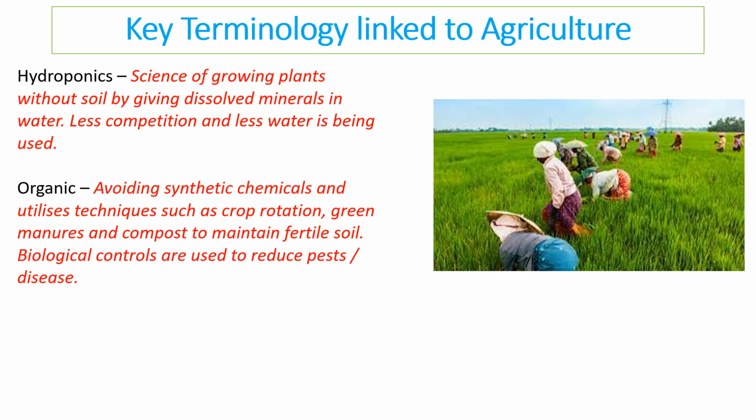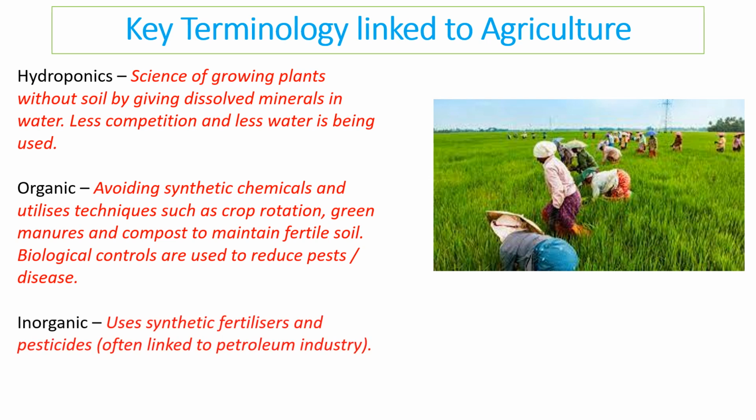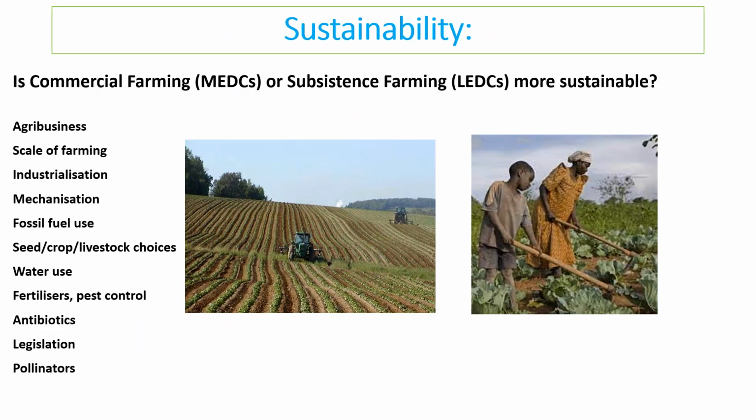Organic farming is avoiding synthetic chemicals and utilises techniques such as crop rotation, green manures and compost to maintain fertile soil, and biological controls are used to reduce pests and disease. For example, you might add ladybirds which kill insects. And inorganic farming is the use of synthetic fertilizers and pesticides.